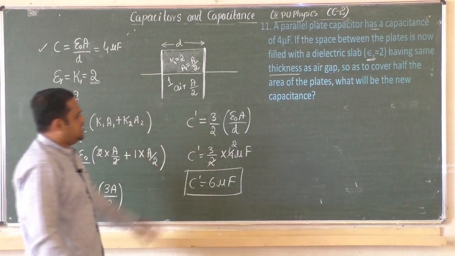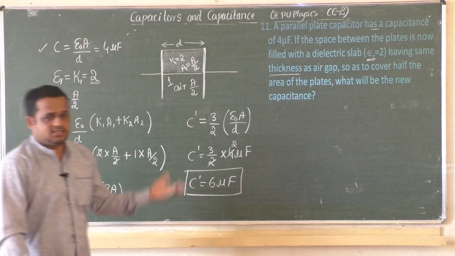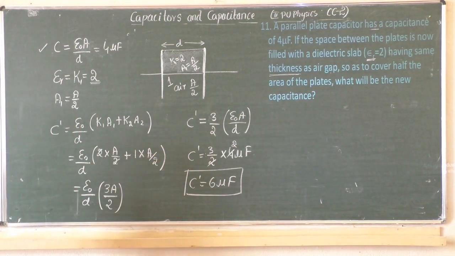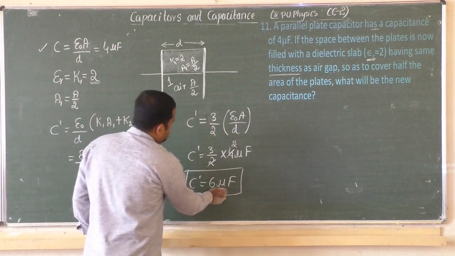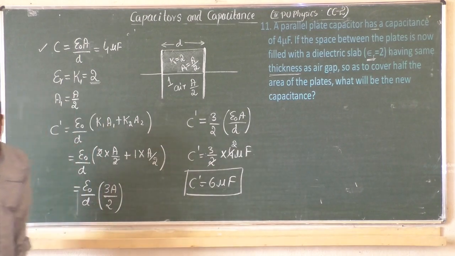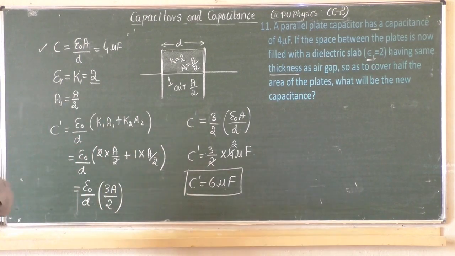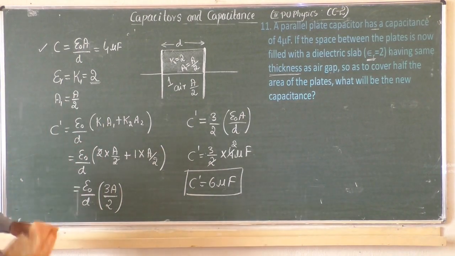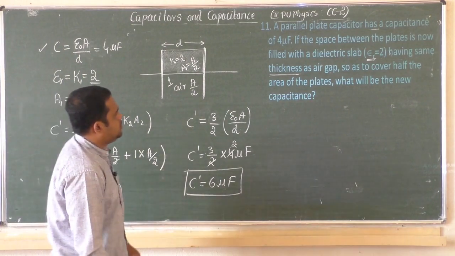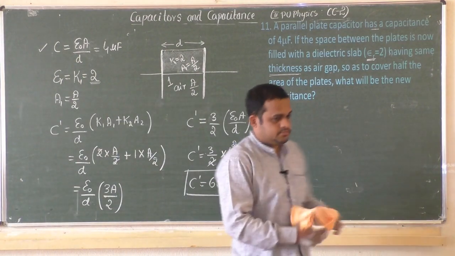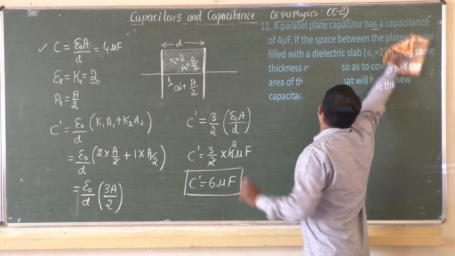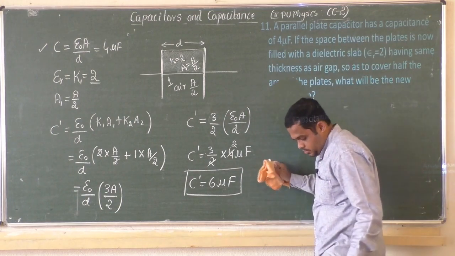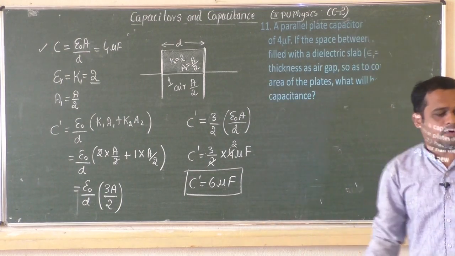Okay, in this case the D or A value is not given. If it is given, you can substitute the values. So the new capacitance is 6 microfarad. I think it is clear. Next, one more problem.